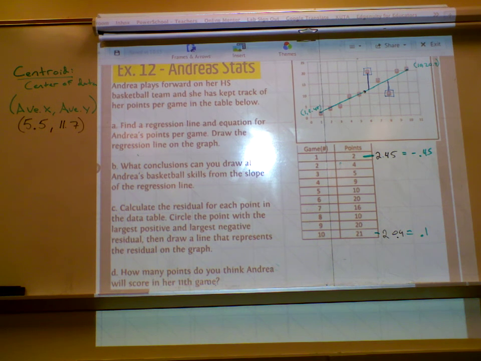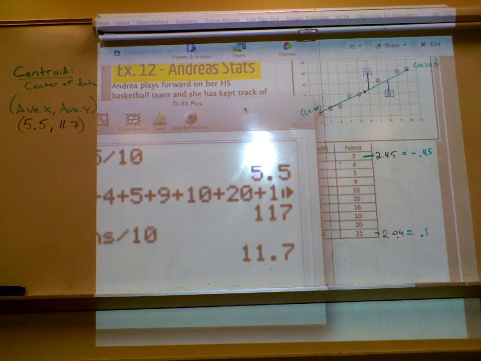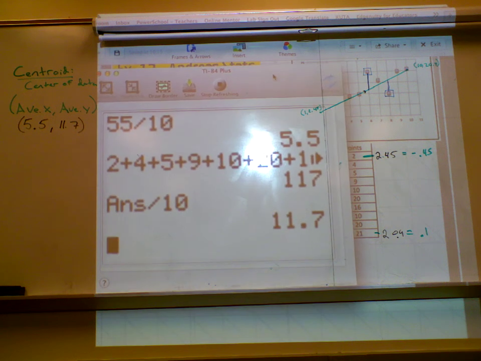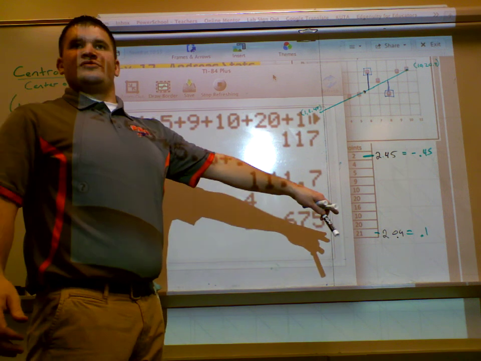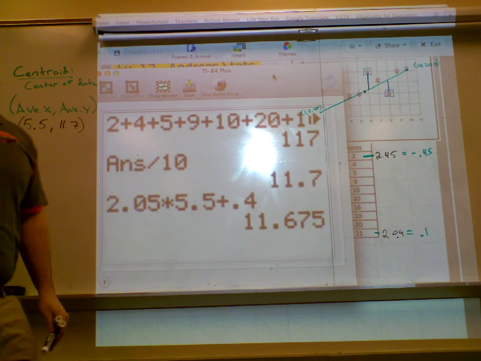I drew it with a line, right? How can I be sure it's on that line? Do the equation. Plug in what into my equation? 5.5. So if I take our equation, 2.05 times 5.5 plus 0.4, and I hit enter, we get 11.675. That's 11.7. So the center is right on the line.